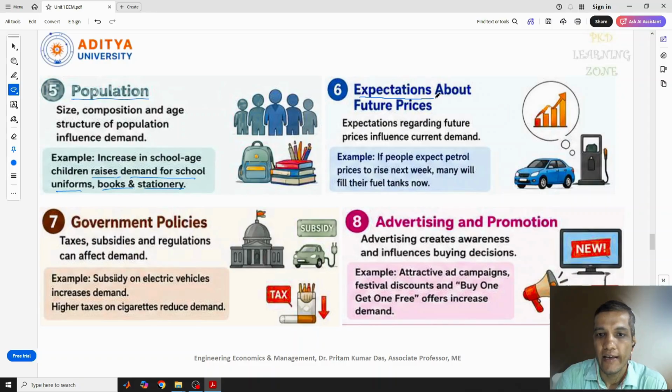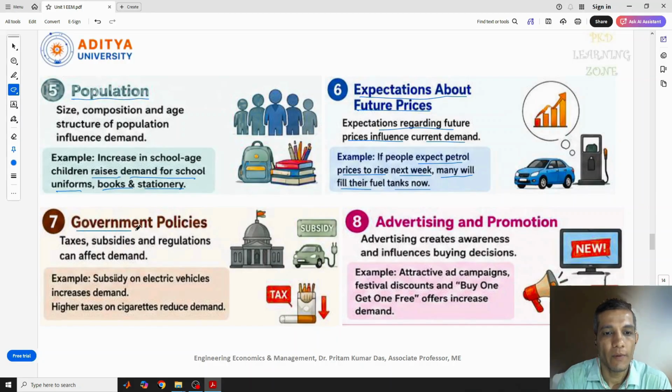The next one is expectations about future prices. A small example I have given: if people expect the petrol price is going to rise next week, then many consumers will fill their fuel tanks immediately. If you get news that from tomorrow onwards the fuel price is going to increase by 2 or 3 rupees, then in the evening itself we can see a long line at the petrol pump to fill their cars and other vehicles.